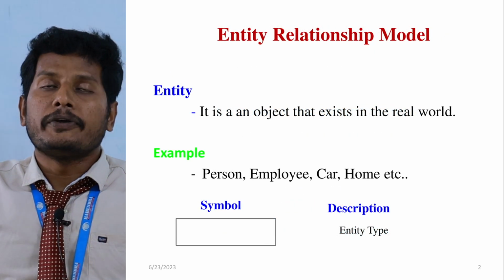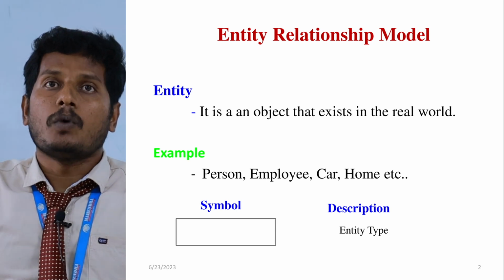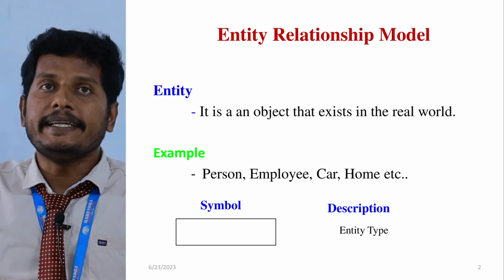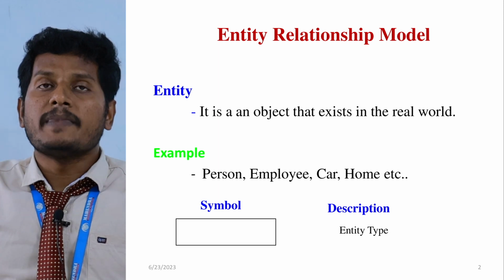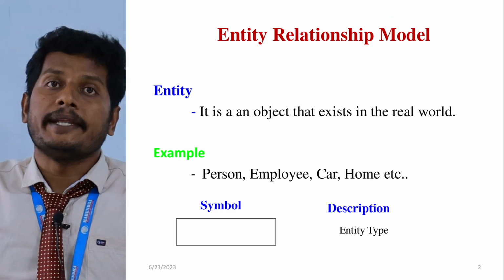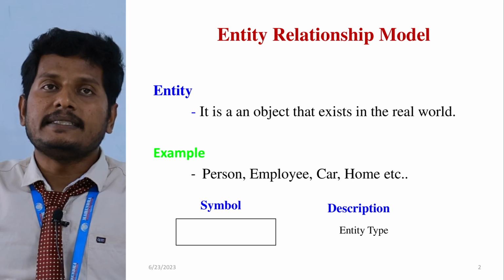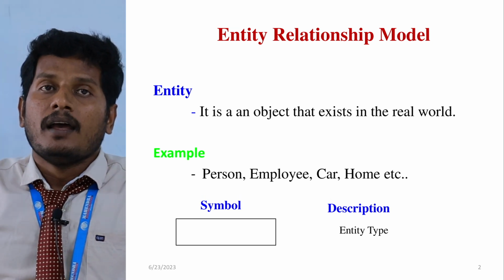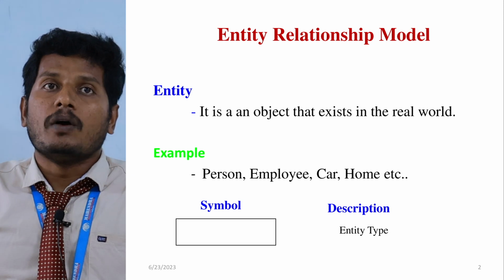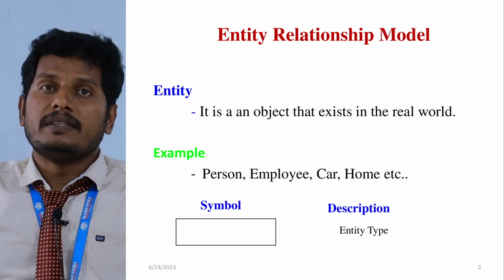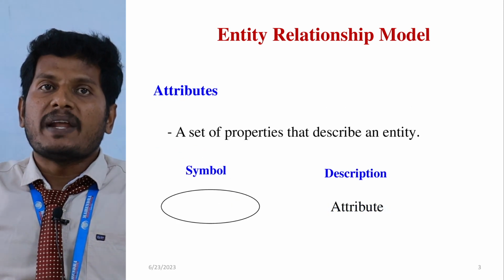In data models, today's topic is the ER model. ER stands for entity relationship model. This model is mainly used for database design. An entity is a thing or an object. A thing may be an employee, a person, or an account. These are called entities. Employee is an entity.